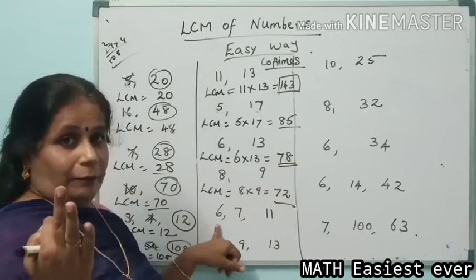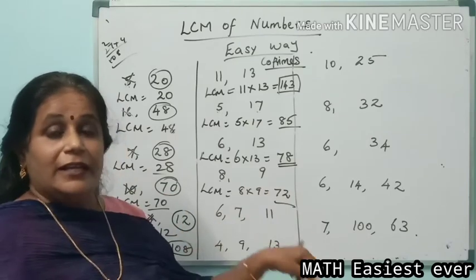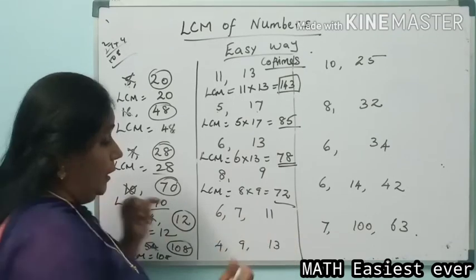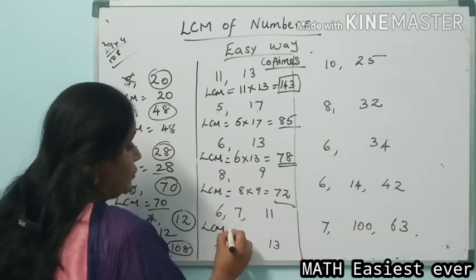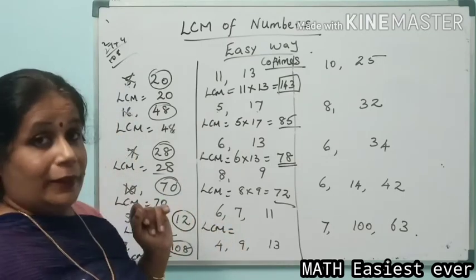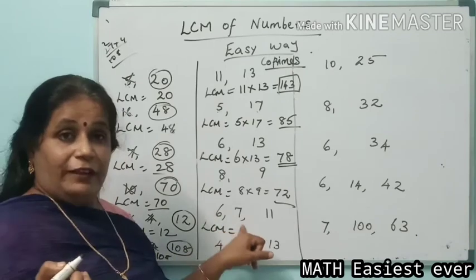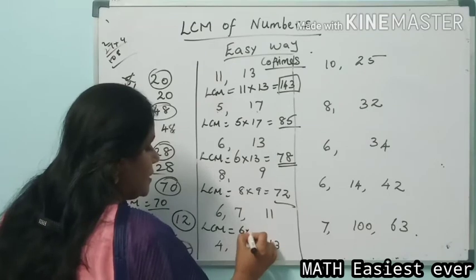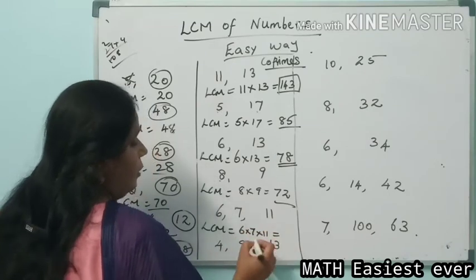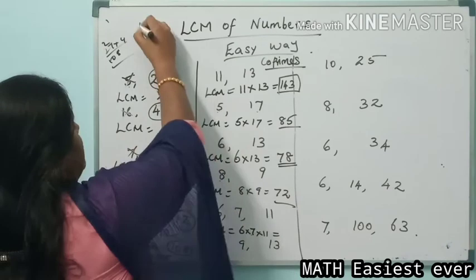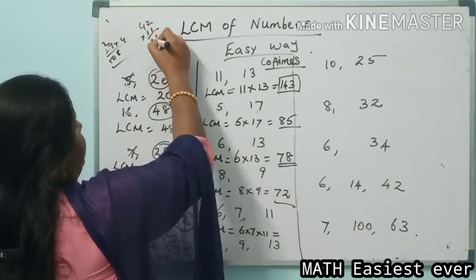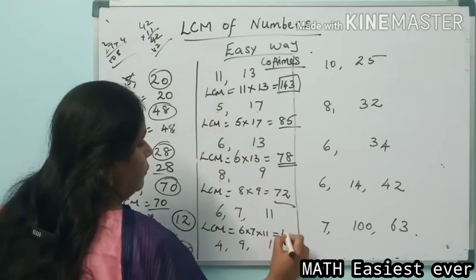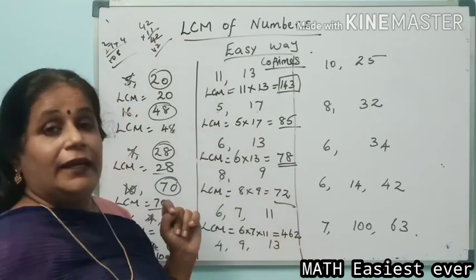Next, see the three numbers: 6, 7 and 11. Do they have any common factor? No. So what do you have to do? You have to multiply all the three numbers. Their product will be 6 into 7 into 11. 6 sevens are 42. 42 into 11, how much do you get? You will get 462. 462 will be their LCM.